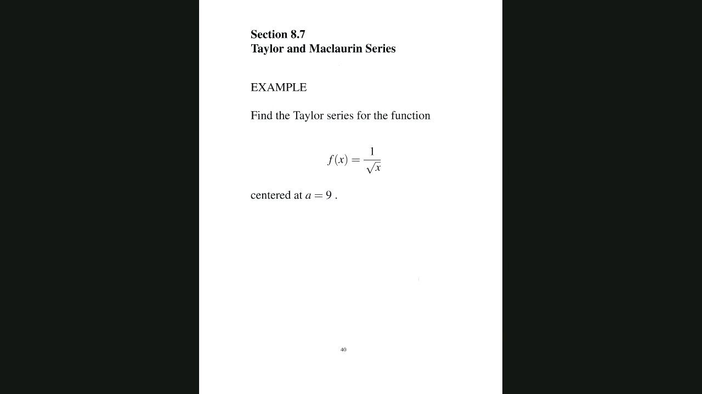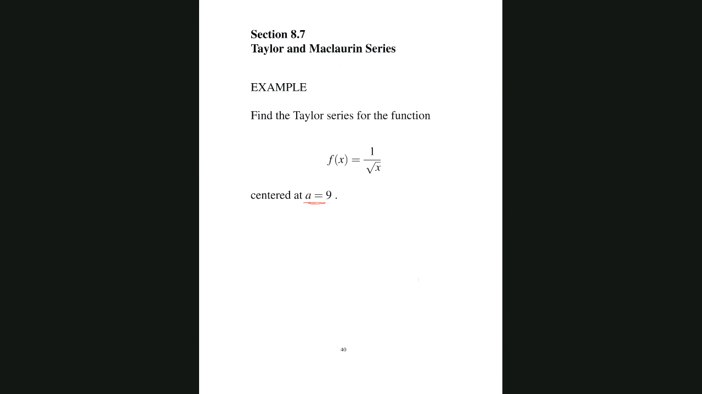And we're going to evaluate the function and its derivatives at a equals 9. In the previous problem with the Maclaurin series, we evaluated the function and its derivatives at a equals 0. But now we're going to evaluate at a equals 9.